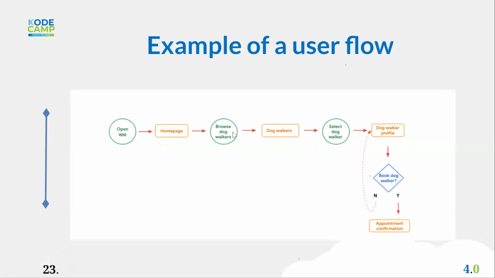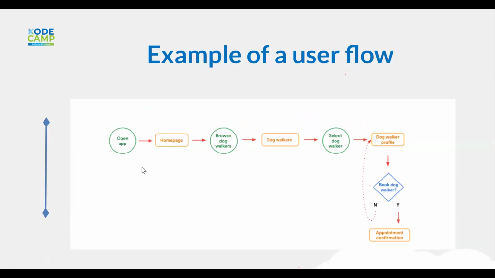So you have a good example of a user flow. So Dami opens the app. Once Dami opens the app on her phone, where she will land is her home page. So this is a dog walker app. On the home page now, she has to perform another action. That is, she has to browse for a dog walker.